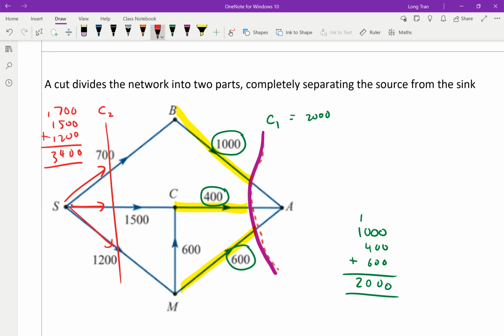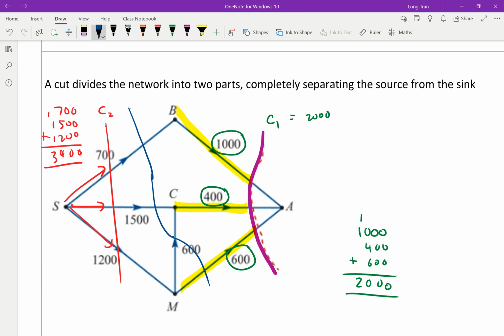I can do this cut. I can try cutting from the top. I'll cut that one, or I can choose to cut this one, and then I'll cut this way. Okay, so this is slightly different. I'm doing 3 edges again, 4 edges this time: S to B, S to C, and then there's also M to C, and I'm also cutting M to A.